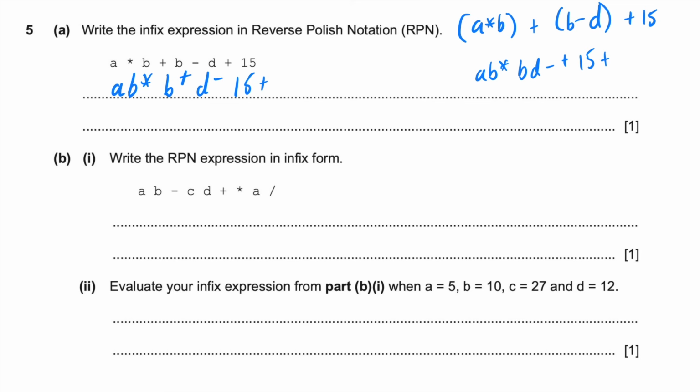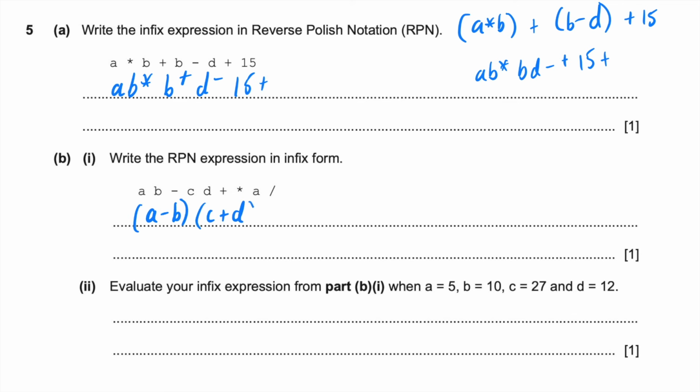Okay, let's move on to another question. Right here it says write the RPN expression in fixed form, so we're going from RPN to regular form. We have AB and then an operator, so we're going to have A minus B. Then we have CD and plus. That plus is going to apply to the C and then the D, so we're going to have C plus D.